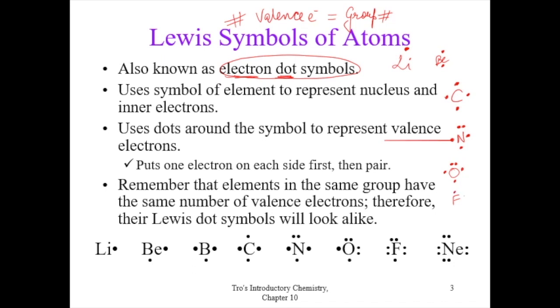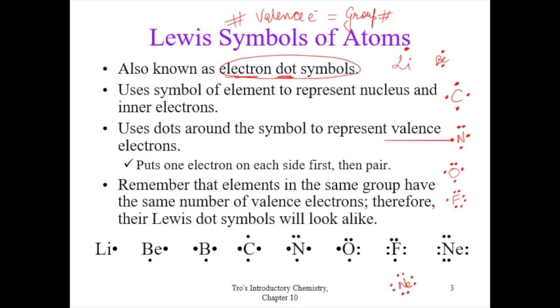So let's start distributing around it. 1, 2, 3, 4, and now I start pairing 5, 6 and 7. Lastly, let's pick the example of neon. Neon belongs to group number 8, so it has 8 valence electrons. So we'll start pairing 1, 2, 3, 4, 5, 6, 7, 8. So that is the Lewis structure of neon.